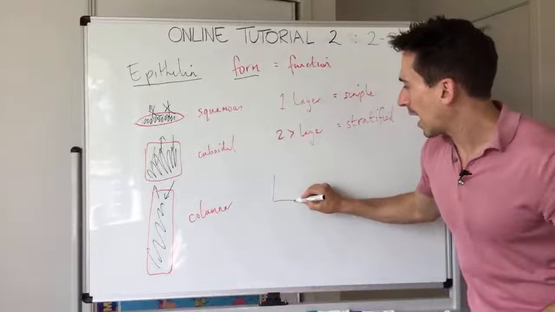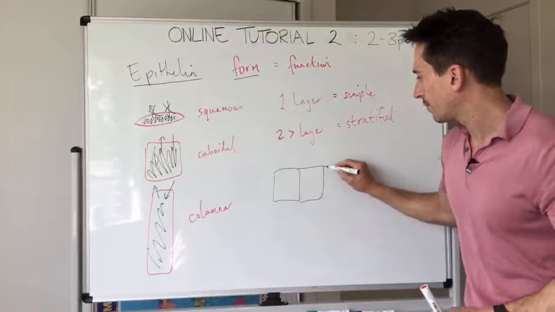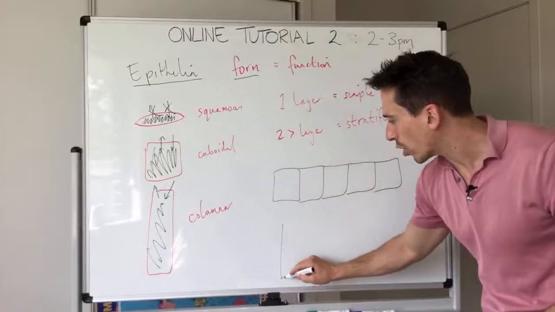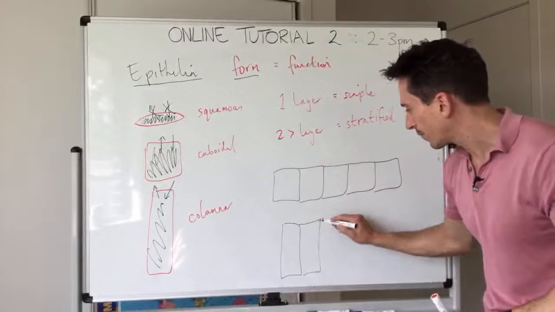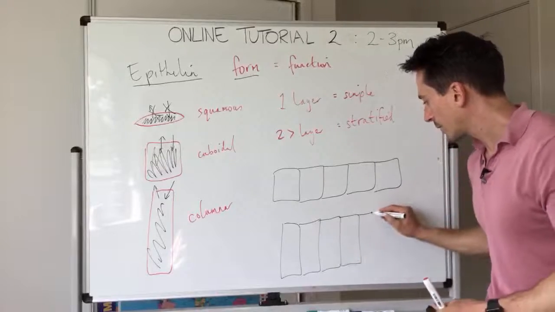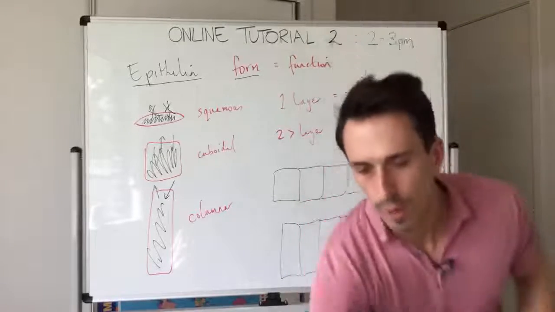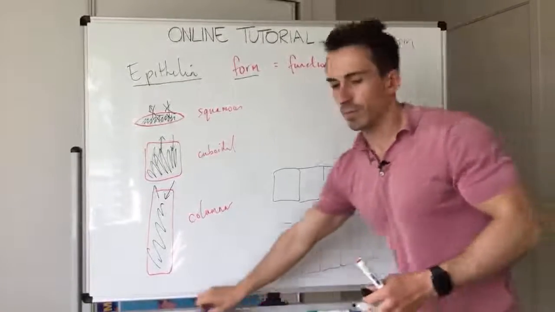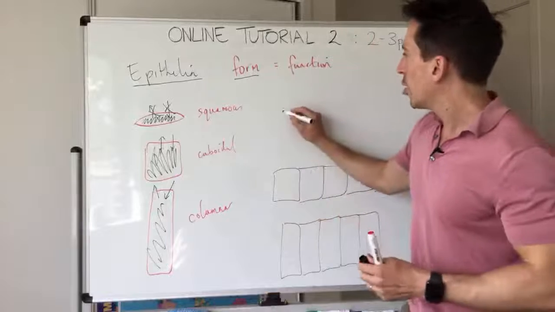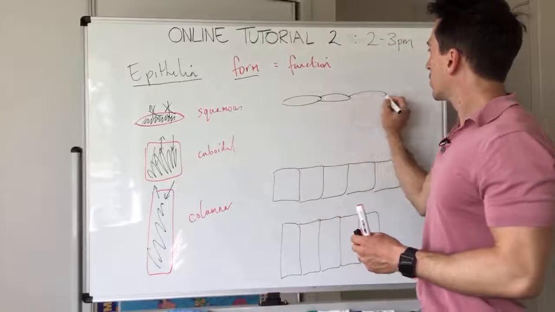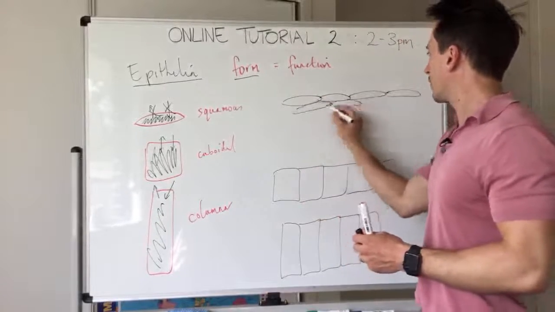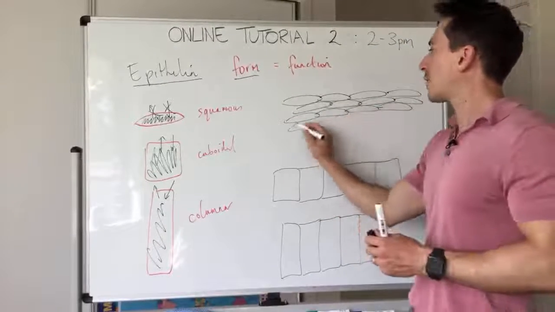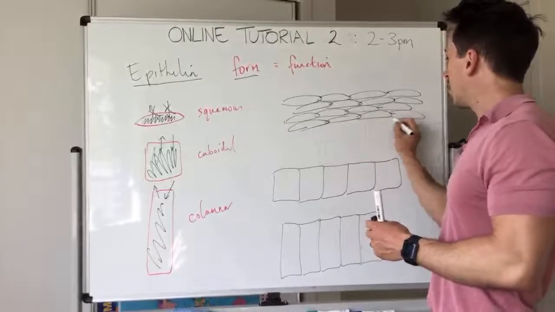All right, cuboidal. You can have a simple cuboidal layer, or you can have a simple columnar layer, for example. You can even have, let's move on from simple layers, let's look at stratified. What if we had many squamous layers like this? I want you to think about it. Form equals function. Firstly, it's called stratified squamous. That's pretty easy. But why is it there?